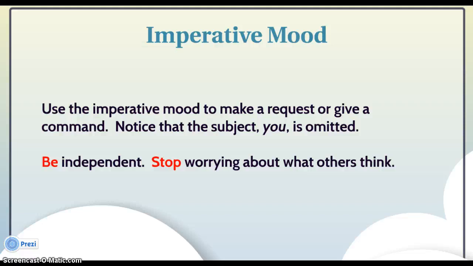Be independent. Stop worrying about what others think. This is the imperative mood of a verb because it's making a request or giving a command, and the subject, you, is omitted. Now we know be independent means you be independent. Stop worrying about what others think means you stop worrying about what others think. That omitted subject and the fact that we're looking at a request or a command tells us that these verbs are in the imperative mood.